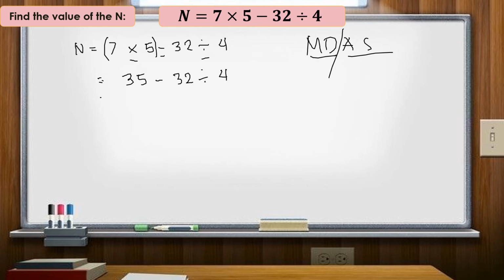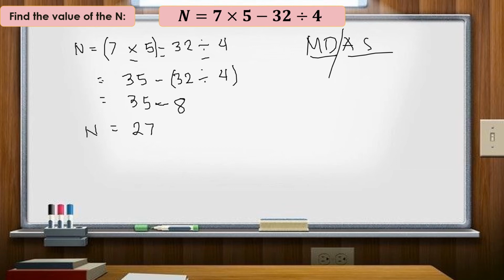So, in this scenario, what will be the next operation? Is it subtraction or division? Again, look at your MDAS rule. In this MDAS rule, we must do the division first, before the subtraction. So, therefore, you just copy 35 minus, and then this one, 32 divided by 4 is 8. And then, 35 minus 8. After that, we subtract. So, 35 minus 8 will become 27. So, the n is equal to 27.